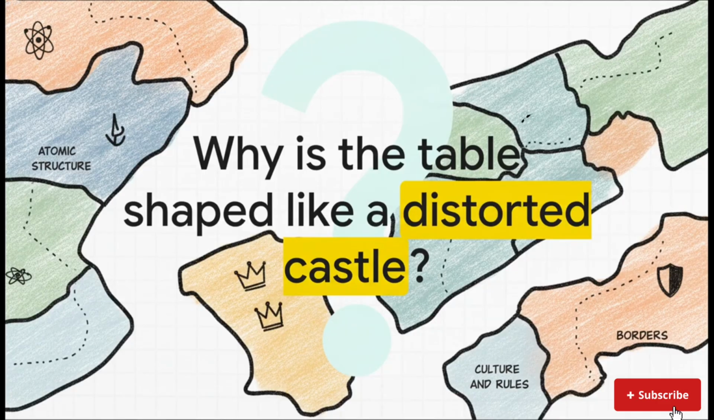Seriously, have you ever looked at the periodic table and wondered why it's shaped kind of like a distorted castle? Well, rather than just being some boring chart you had to memorize in high school, it's actually a highly organized spatial map. It's categorized into distinct territories. And, just like countries on a globe, each territory has its own specific culture and its own strict behavioral rules, based entirely on its atomic structure.